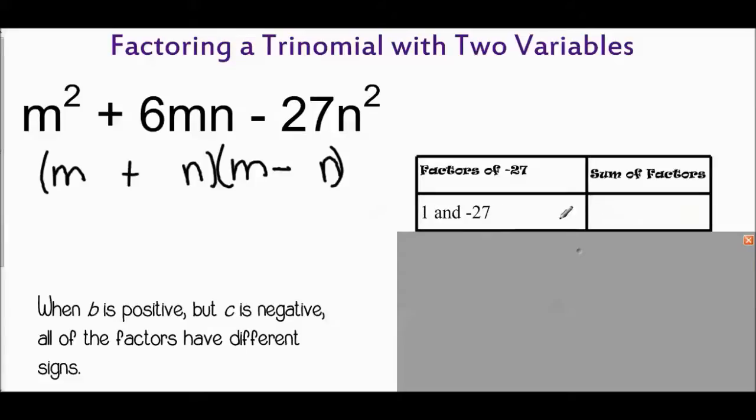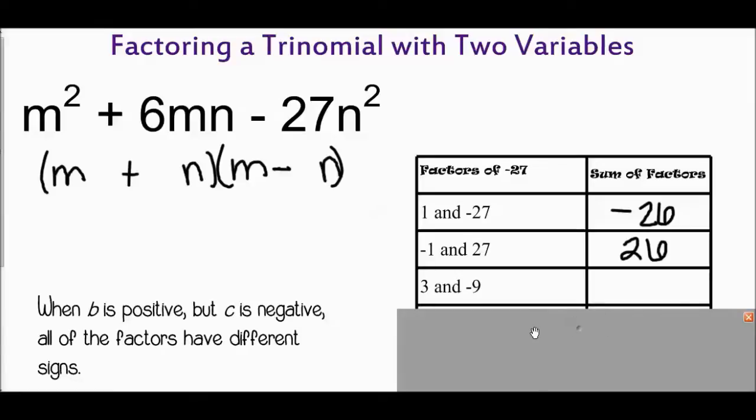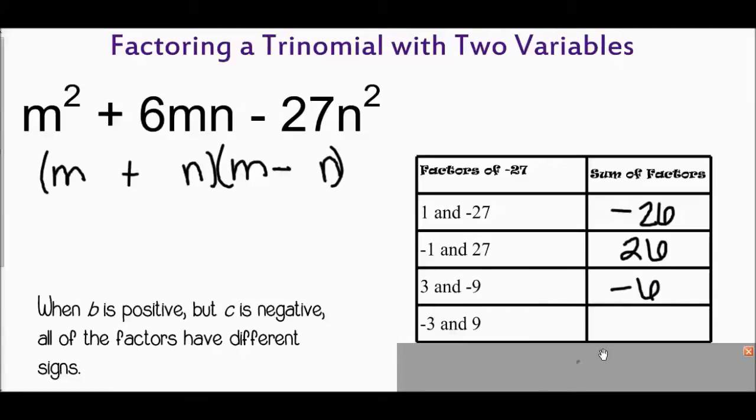1 and negative 27 adds to be negative 26. Negative 1 and 27 add to be positive 26. That doesn't work. So the next set of factors would be 3 and negative 9. That has a sum of negative 6. Negative 3 and 9 has a sum of positive 6. So there are the numbers that I need to work with. The negative 3 is going to go here because it's the subtracting one. And positive 9 is going to go here.